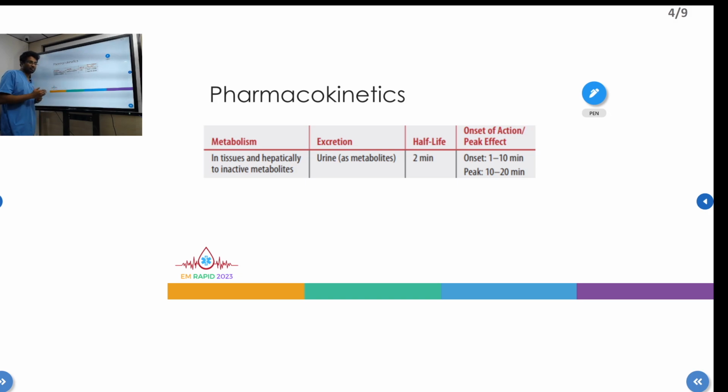Pharmacokinetics. Coming to metabolism, it is mainly through the hepatocytes and also in tissues, and it is excreted through urine. The half-life is about 2 minutes, the peak action is seen by 10 to 20 minutes, and the onset is seen within 10 minutes.